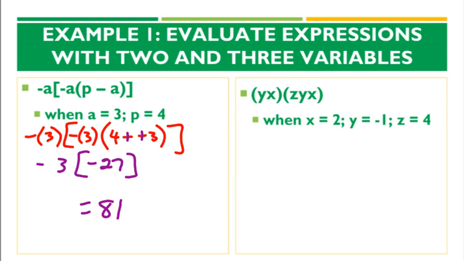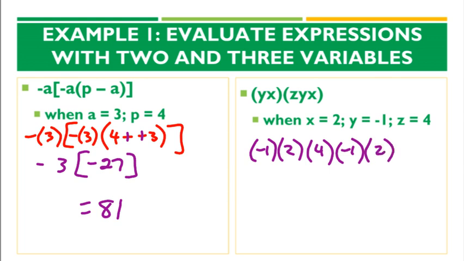Next problem, xy times zyx, when x is 2 and y is negative 1 and z is 4. So I have negative 1 times 2 times 4 times a negative 1 times 2. And since it's all multiplication, we can just multiply straight across. Negative 1 times 2 is negative 2, times 4 is negative 8, times a negative 1 is a positive 8, 8 times 2 is a positive 16.